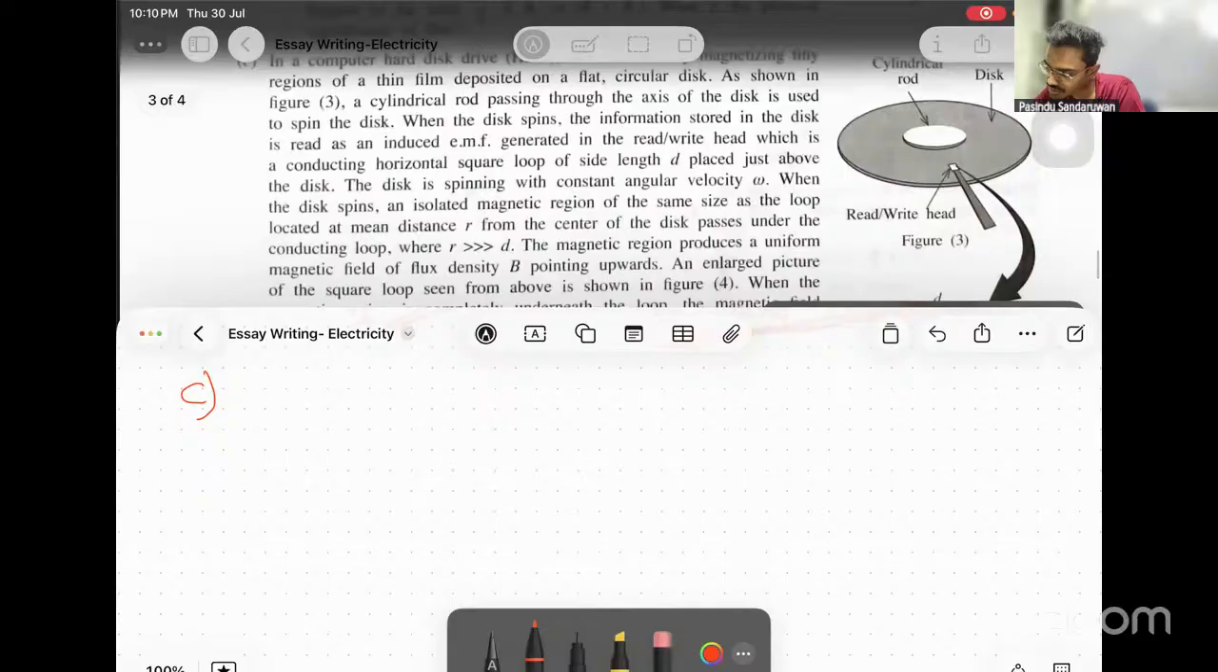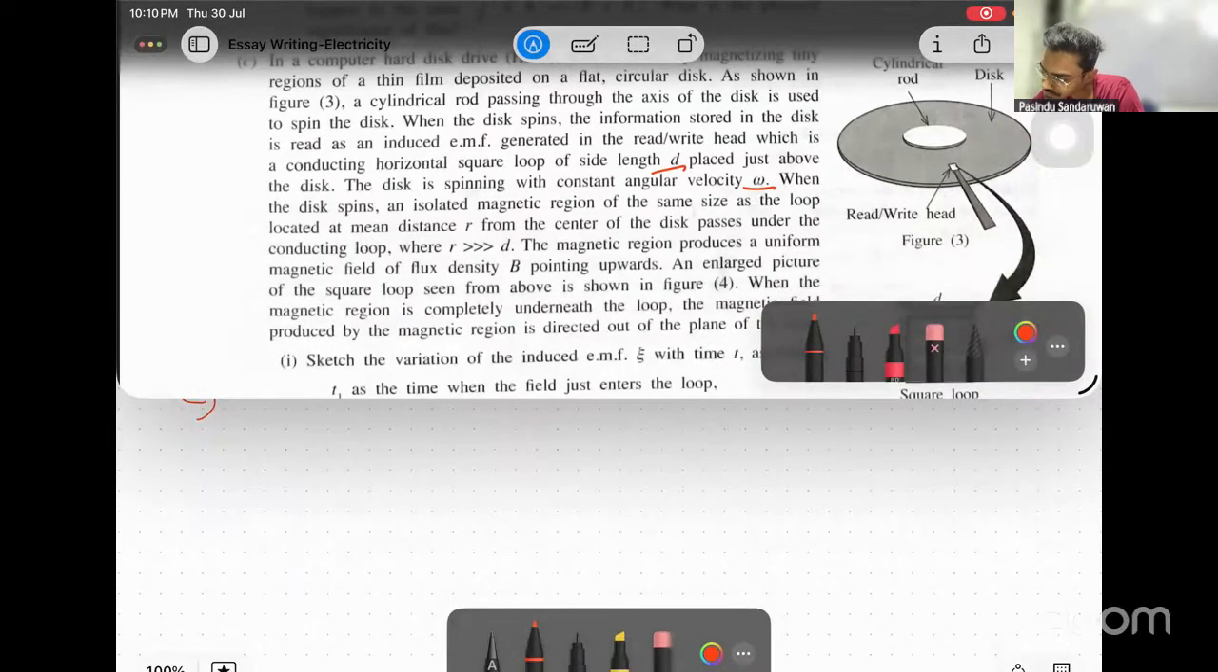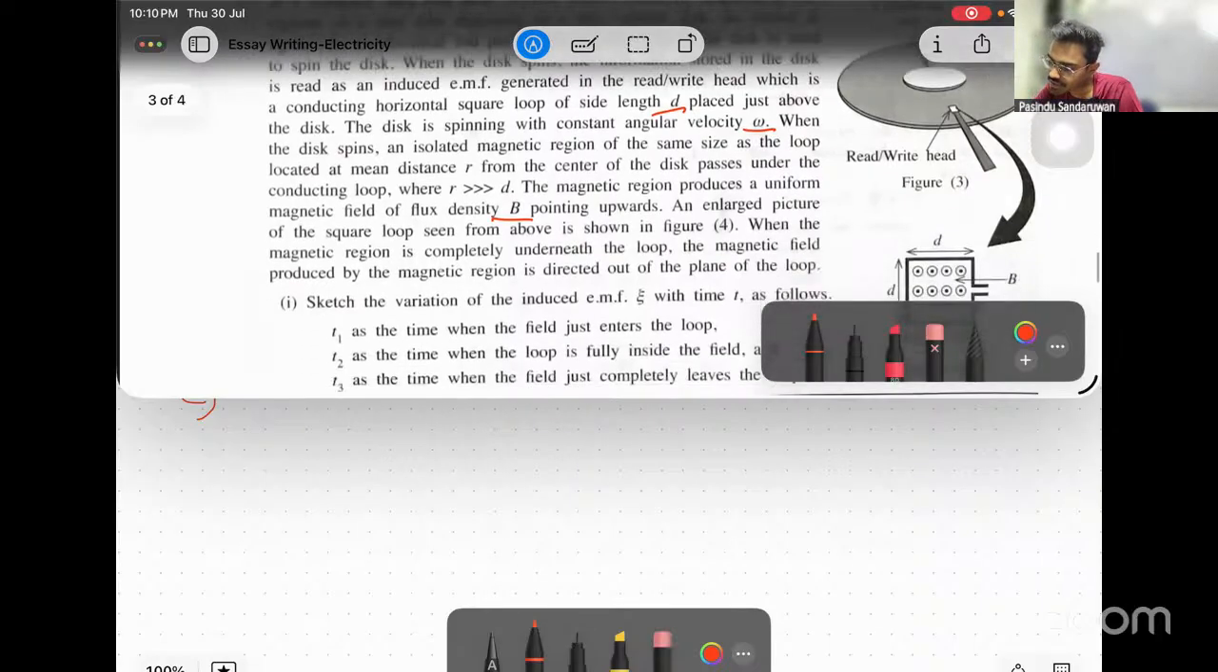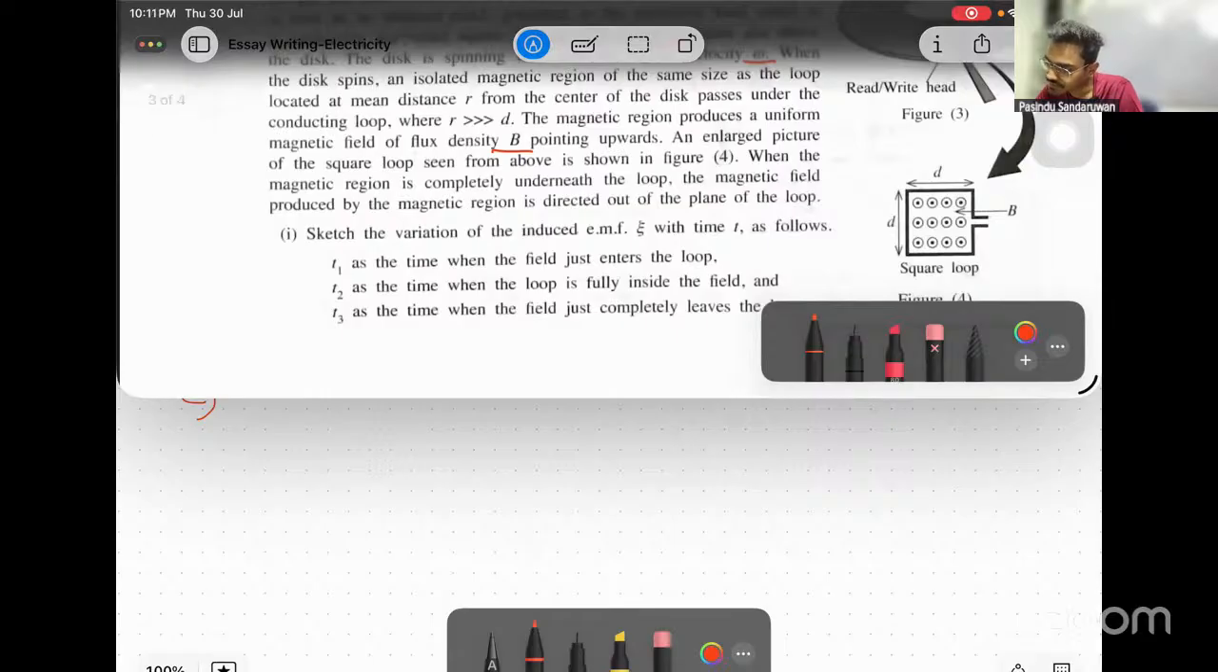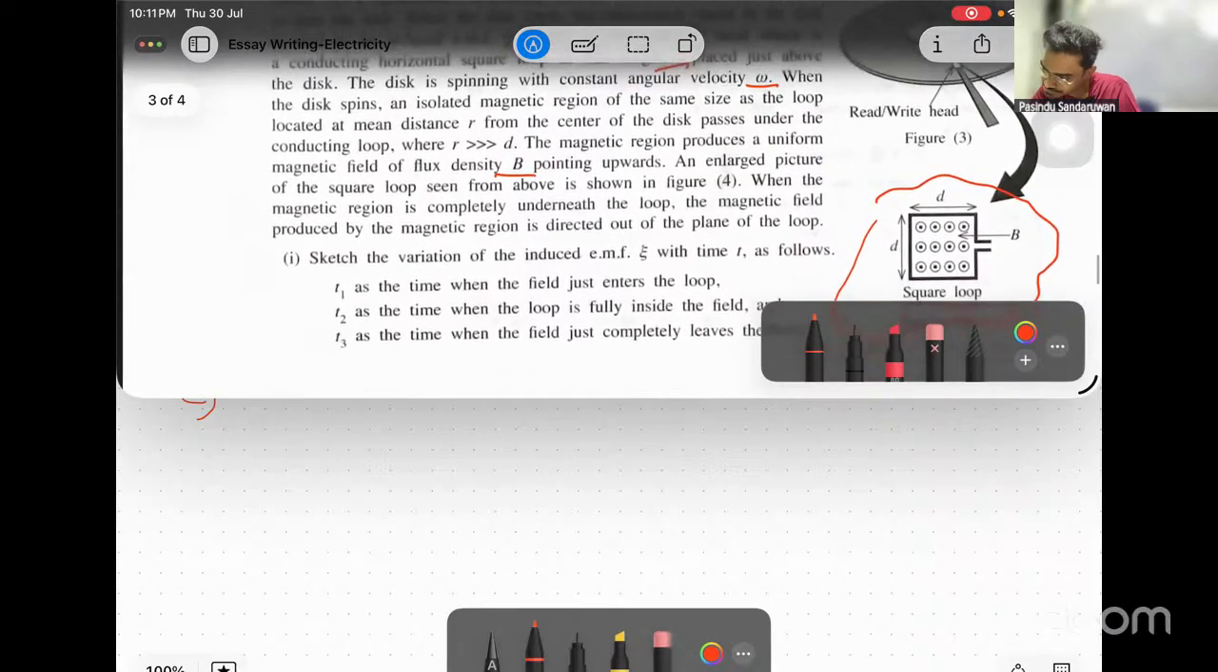The disk is spinning with a constant angular velocity omega. When a magnetic region located at mean distance r from the center of the disk passes under the conducting loop, where r is very much greater than d, the magnetic region produces a uniform magnetic field of flux density B, pointing upwards. An enlarged picture of the square loop seen from above is shown in figure 4. Okay, an aerial view is given, that is clear. When the magnetic region is completely underneath the loop, the magnetic field produced by the magnetic region is directed out of the plane of the loop.